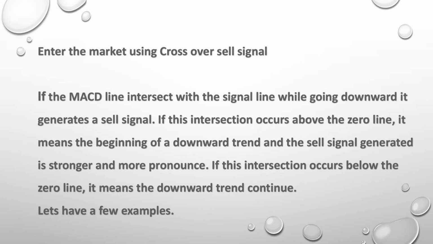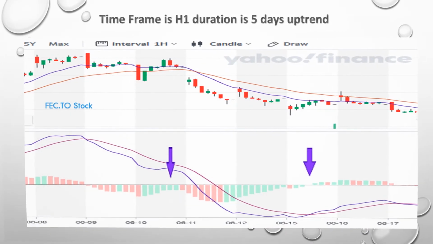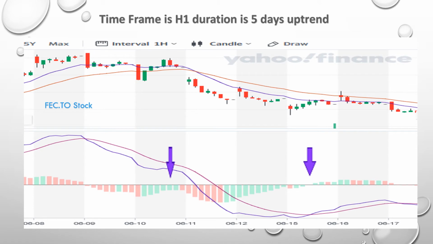Let's have a few examples. In this price chart taken from Yahoo Finance, FEC stock and H1 time frame, I installed EMA12, EMA26, and MACD indicator with 12, 26, 9 parameters. Between the two blue arrows, as you see, the trend is downward. Look here, downward. And 5 days trading is chosen, and each candlestick represents 1 hour trading.